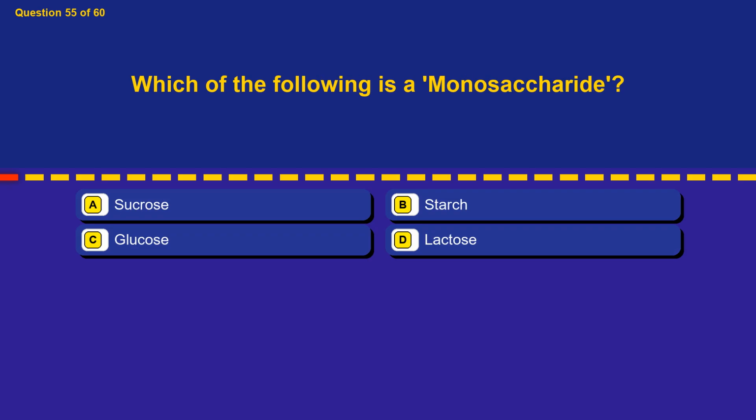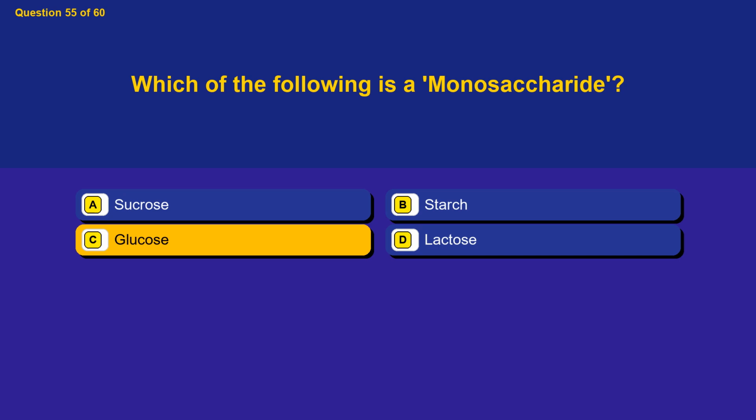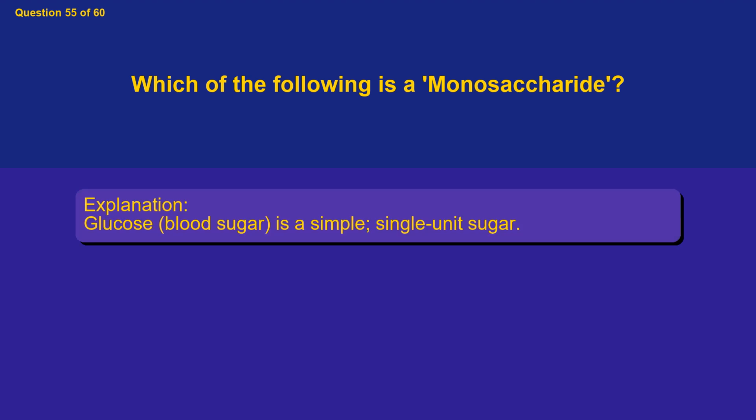Question 55. Which of the following is a monosaccharide? Option A, sucrose. Option B, starch. Option C, glucose. Option D, lactose. The correct answer is option C, glucose. Glucose, blood sugar, is a simple, single-unit sugar.